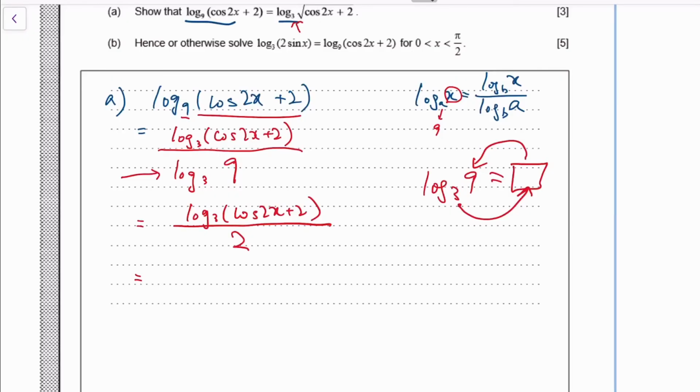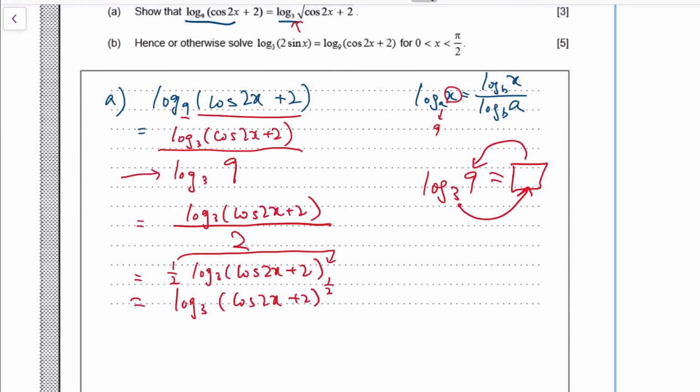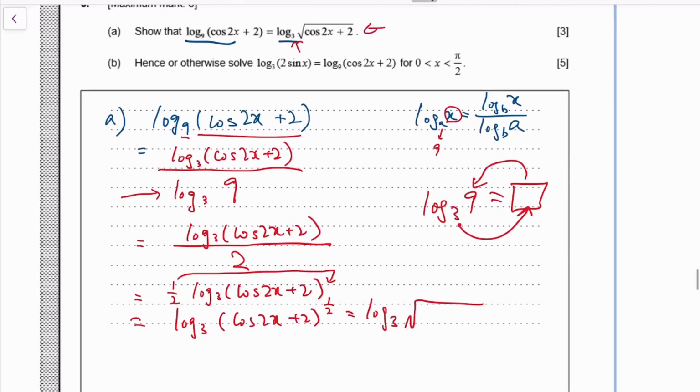So when you divide by 2, that's the same as saying you multiply the whole thing by half. When you multiply the log by a number, you can move it to the power inside the log. So that's one of the properties that is inside the booklet. And a power of half is obviously a square root, which is exactly what the question wants. So we got it. Okay, so that's part A.